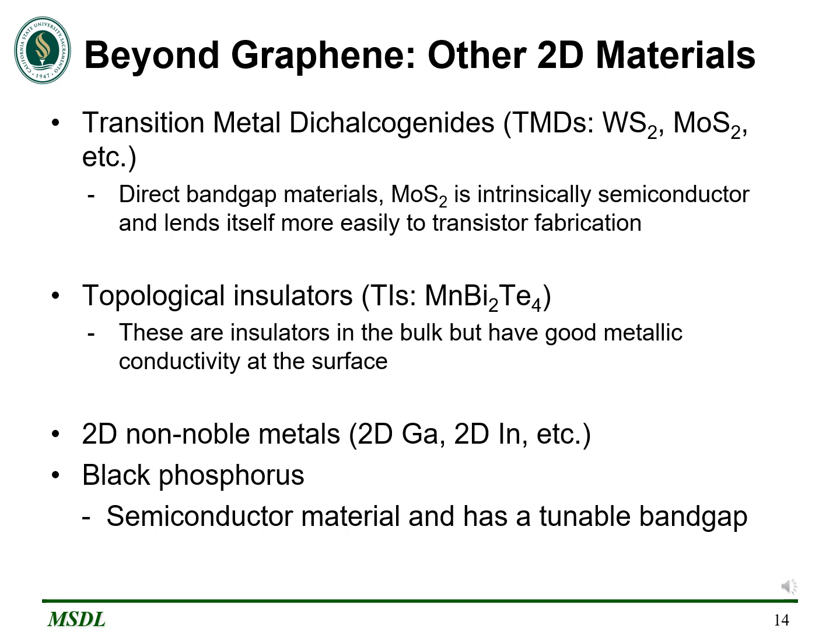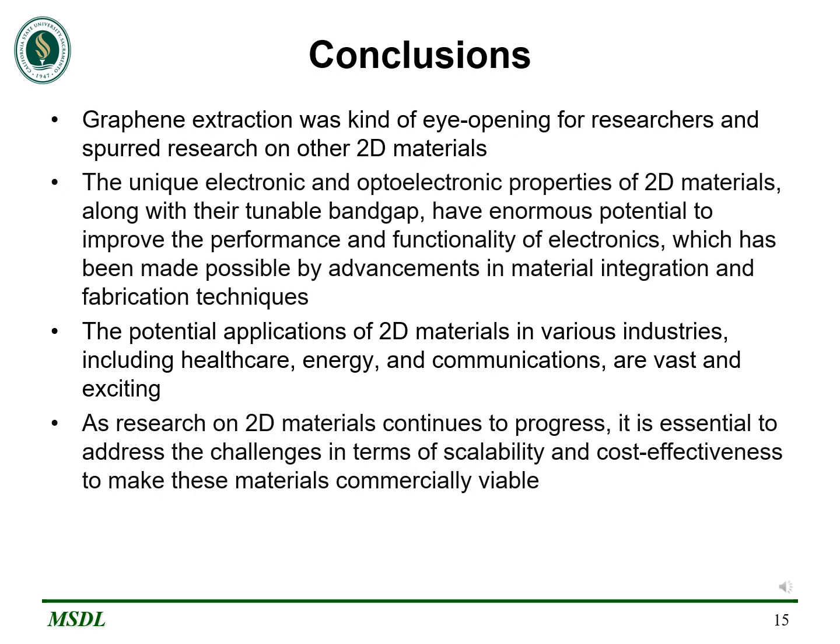There are also 2D non-noble metals like 2D gallium and 2D indium. Also, there is a material, black phosphorus, which is a semiconductor and has a tunable band gap. As we have seen, 2D electronic systems have been around for decades and are only growing in importance.